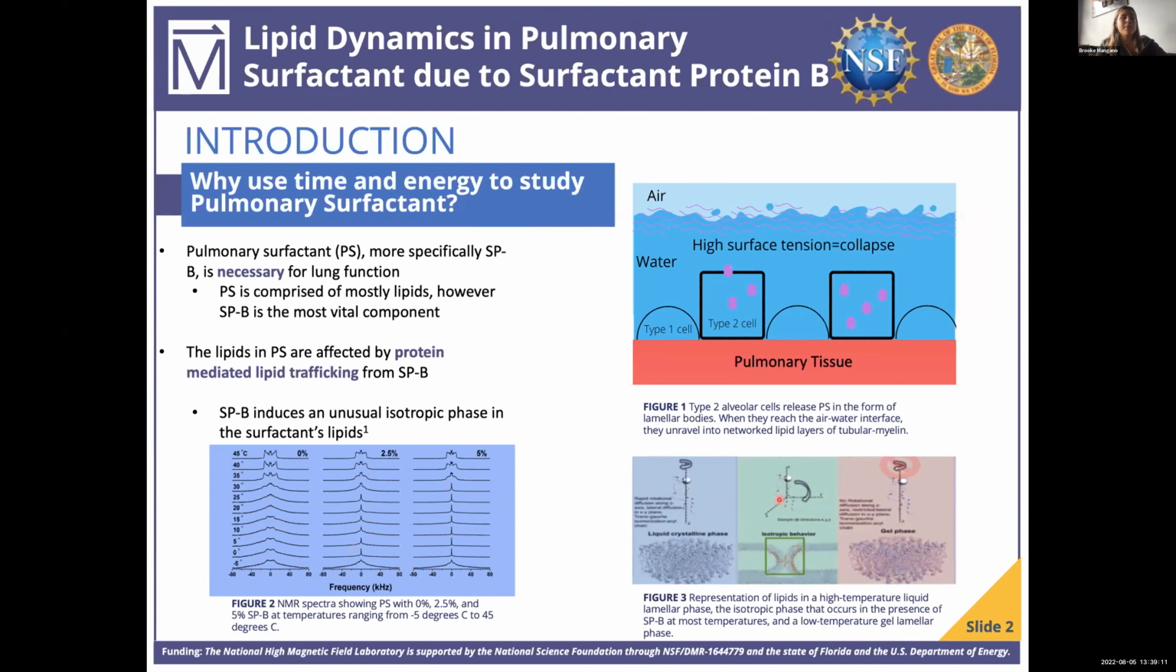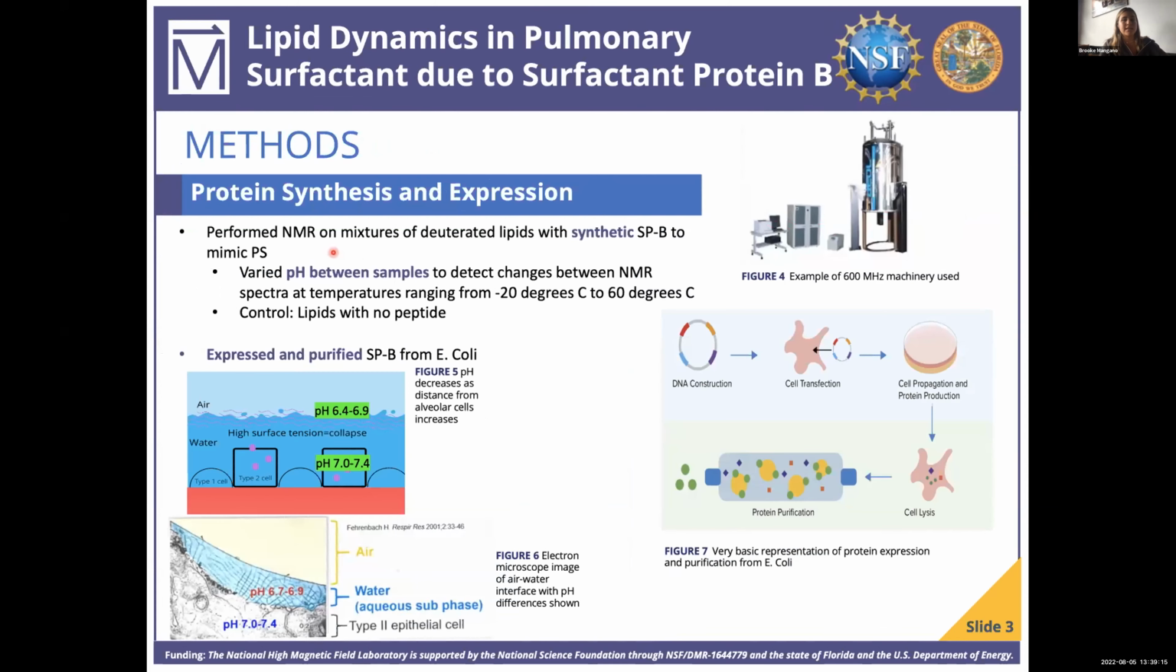So method. We performed NMR on mixtures of deuterated lipids with synthetic surfactant protein B. So I made these mixtures and we needed them to be deuterated to see signal. So we varied pH between samples because we wanted to test if pH had an effect on the behavior.